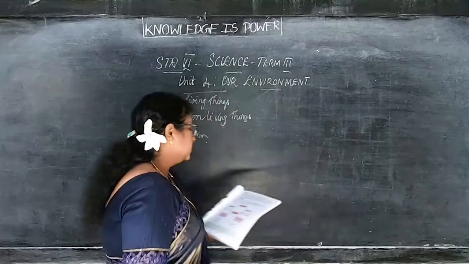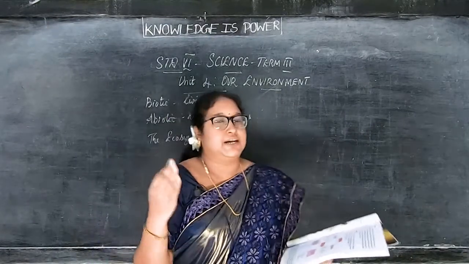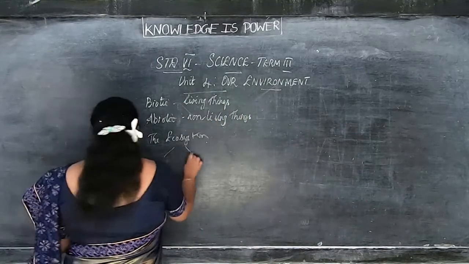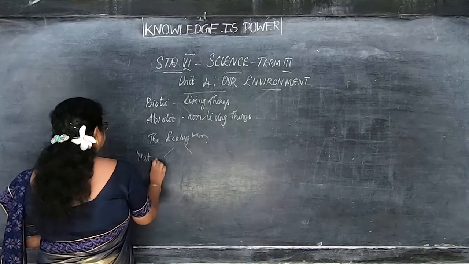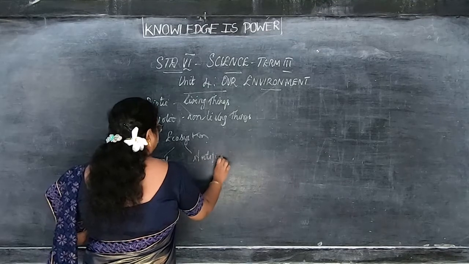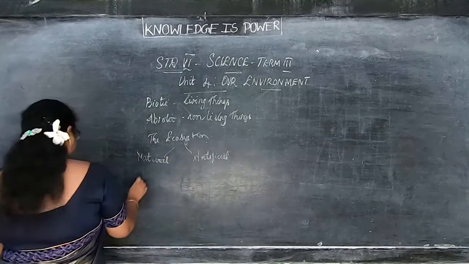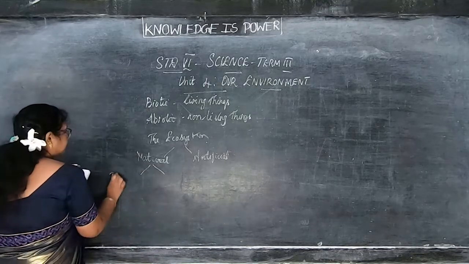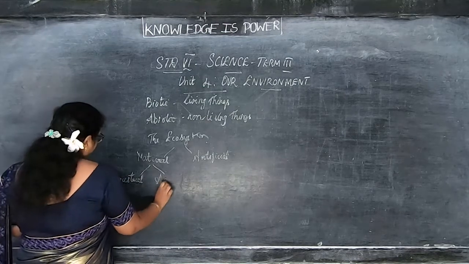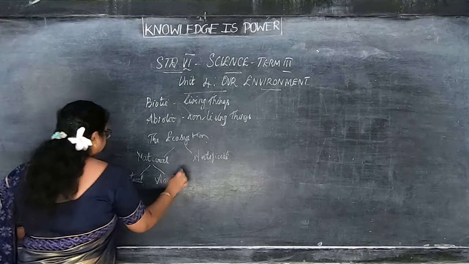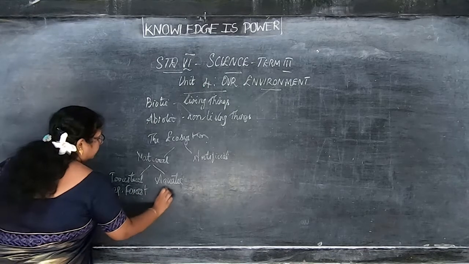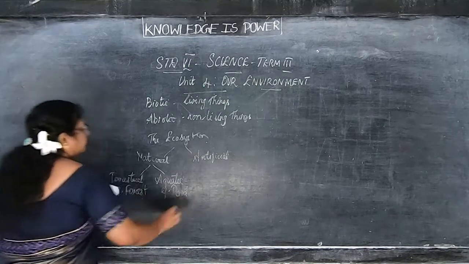Now ecosystem can be natural or artificial. Natural means nature-made, artificial means man made. Okay, so we have two types, that is natural and artificial. And this natural, if you take, you have two types, that is terrestrial. Terrestrial means land. Okay, terrestrial means what children? Land. Aquatic means what? That is water. For example, you can give forest for terrestrial, and for aquatic you can give pond. Aquatic means water.